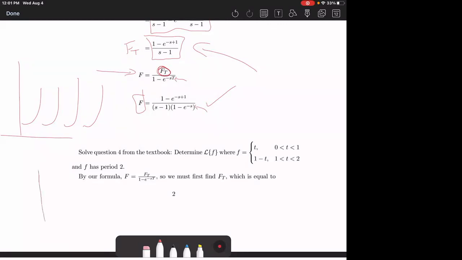So let's draw this graph just for some understanding here. From 0 to 1, it's t. But then from 1 to 2, it's 1 minus t. So it looks like this. And then it will keep repeating as such.